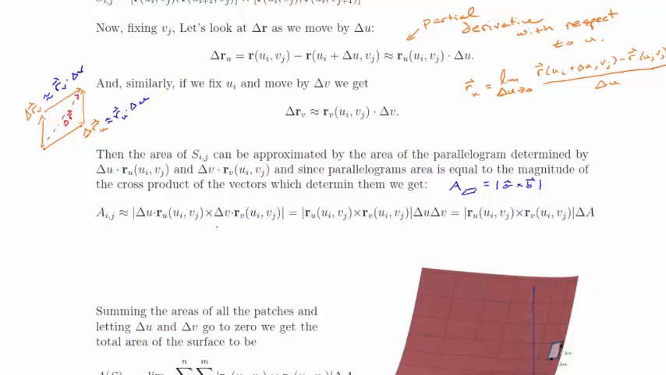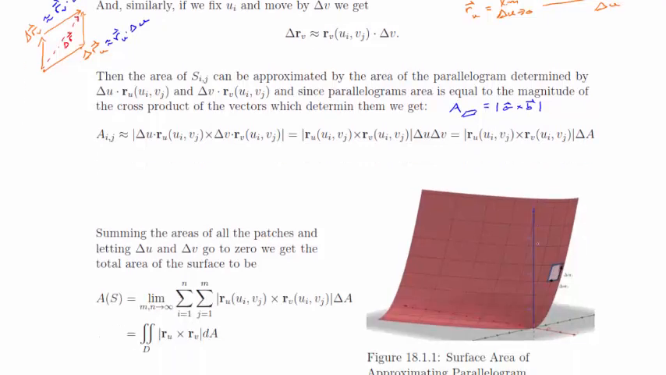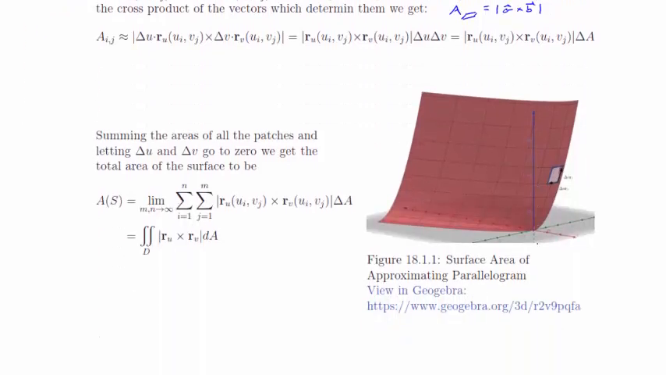Now delta u and delta v are constants, and properties of cross products allow us to factor these out of the cross product. So we're really looking at that this equals the magnitude of r sub u crossed with r sub v, all times delta u delta v, but delta u delta v is delta A, the change in our area. So we can write that this equals the magnitude of r sub u crossed with r sub v times delta capital A. Okay. So we're getting somewhere now.